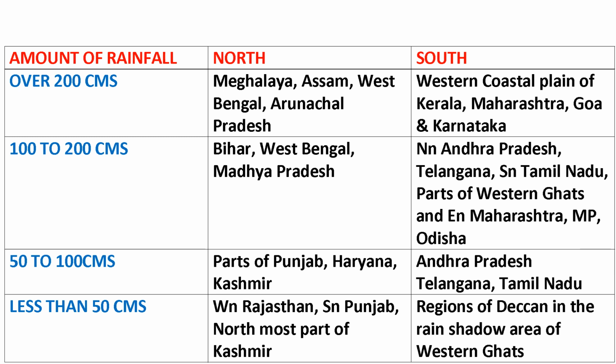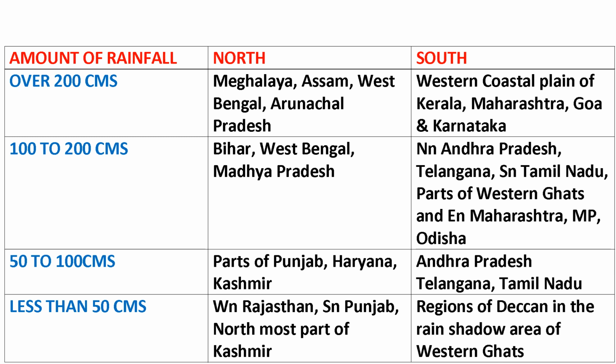Then we come to the next category, areas receiving rainfall between 100 to 200 centimeters. In the north, it is the middle Ganga Valley, comprising the states of Bihar, West Bengal, and Madhya Pradesh. In the south, northern part of Andhra Pradesh, Telangana, southern part of Tamil Nadu, parts of Western Ghats, and eastern Maharashtra. States are Maharashtra and Odisha.